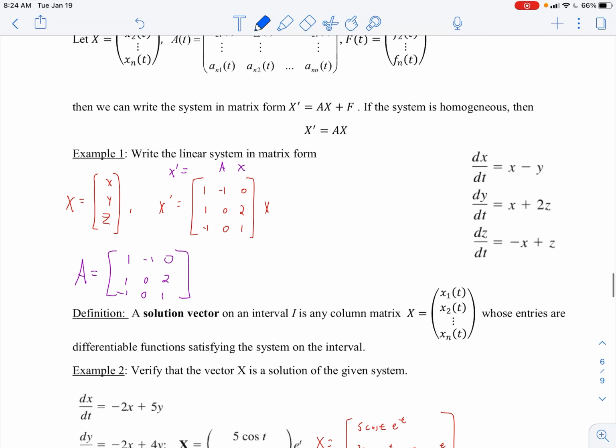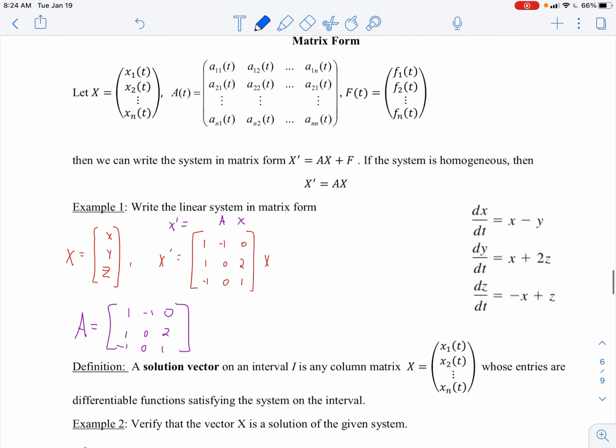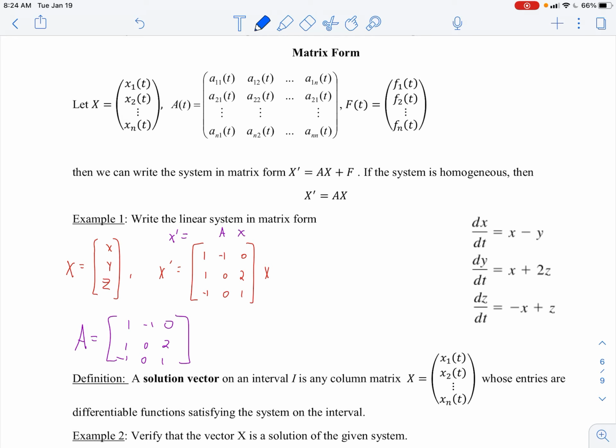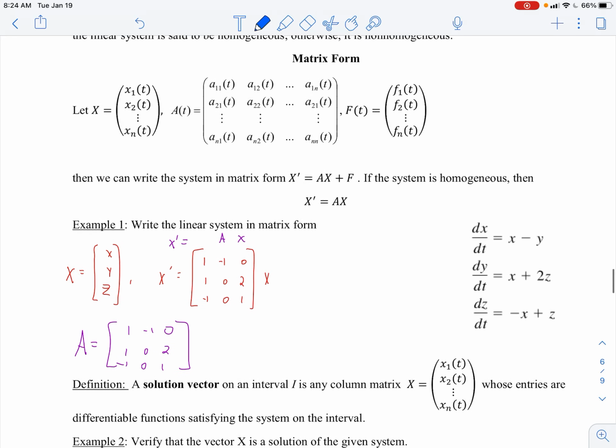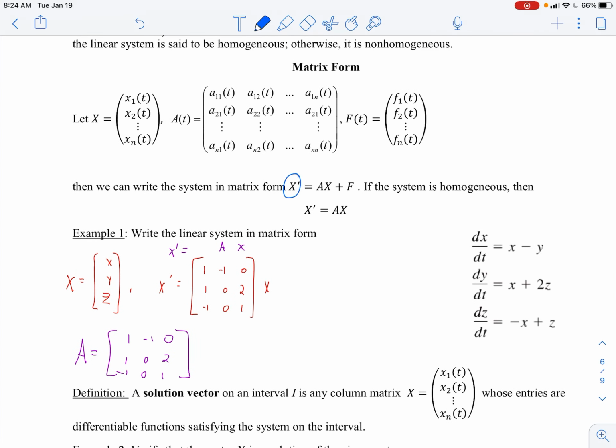So what we can do is write our system of differential equations as x prime, which is the derivative, equals A, which is the coefficient matrix, times x of all the different variables, plus anything that remains. Now again, if there's no f, then we have a homogeneous differential equation.